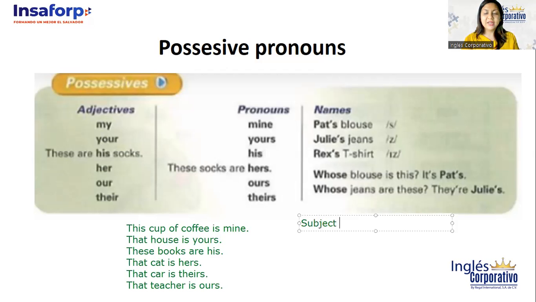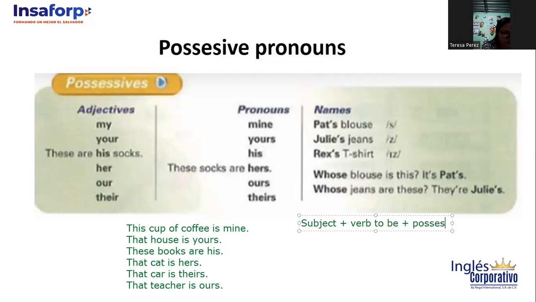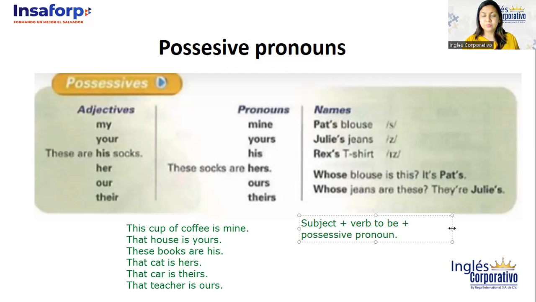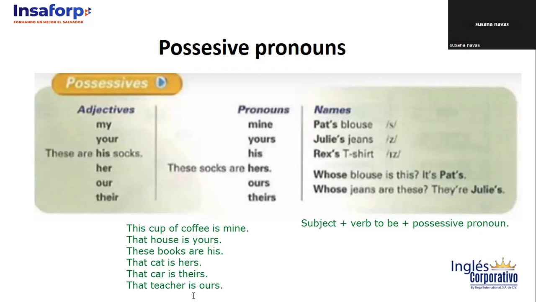sujeto, subject, luego ¿qué sigue? Verbo. ¿Y luego qué sigue? El possessive pronoun. Ok, están los ejemplos. This cup of coffee is mine. That house is yours. These books are his. That cat is hers, that cat is theirs, that teacher is ours.